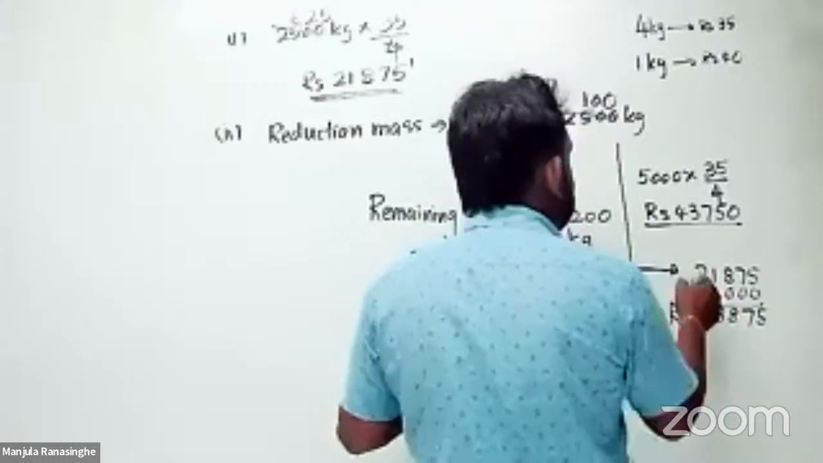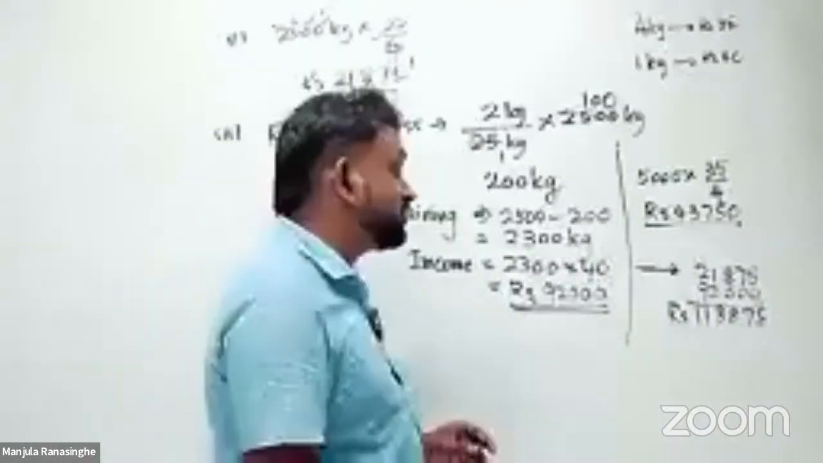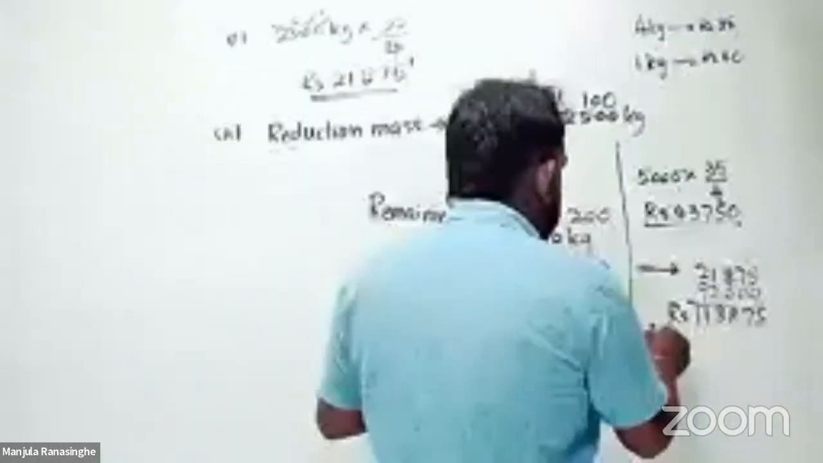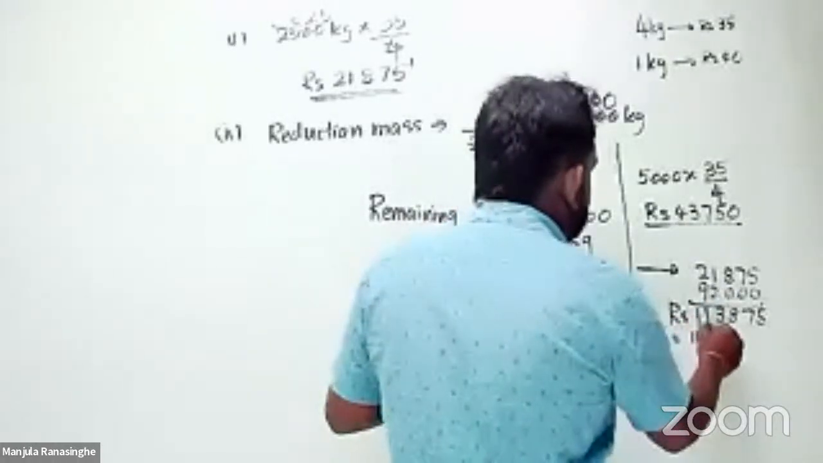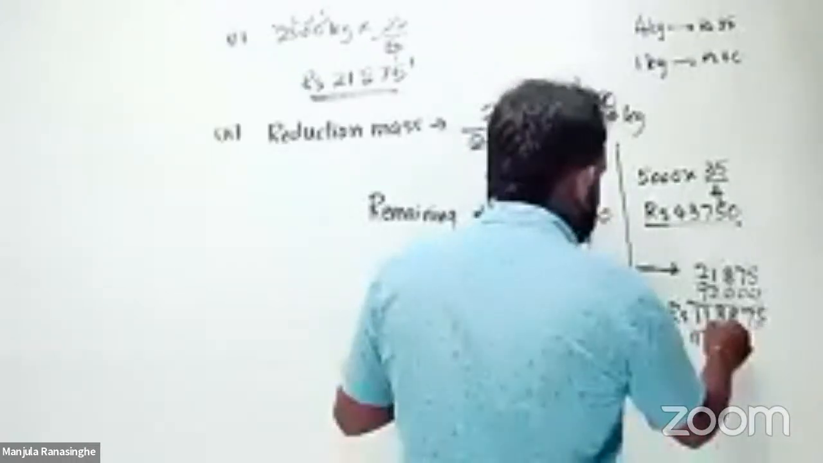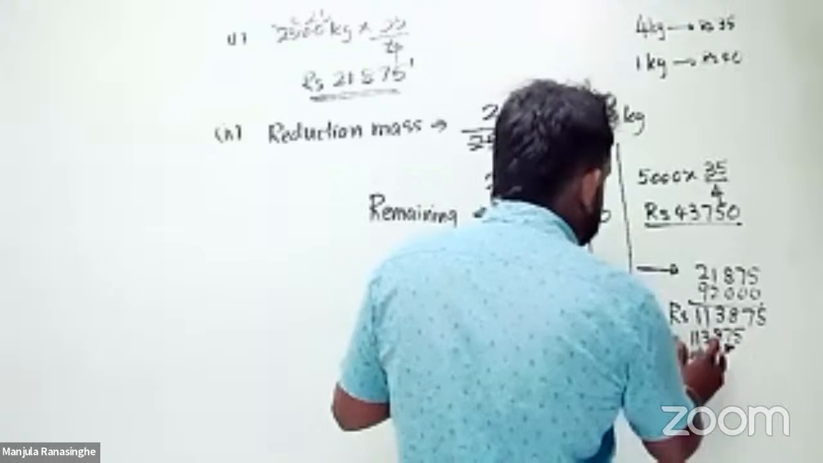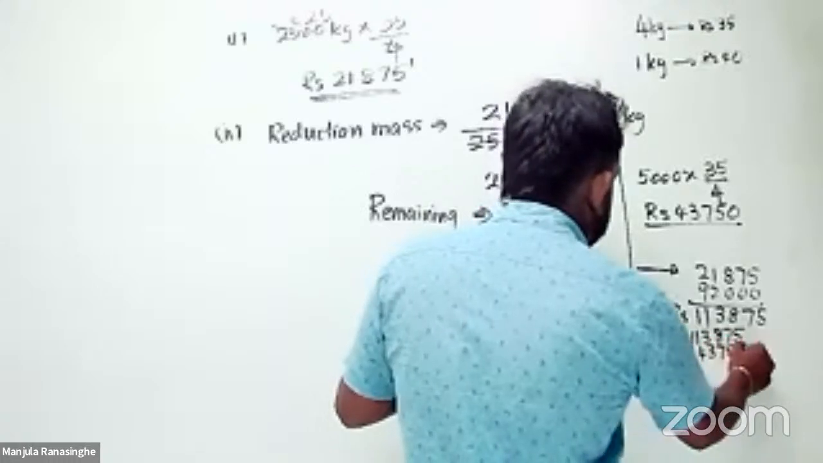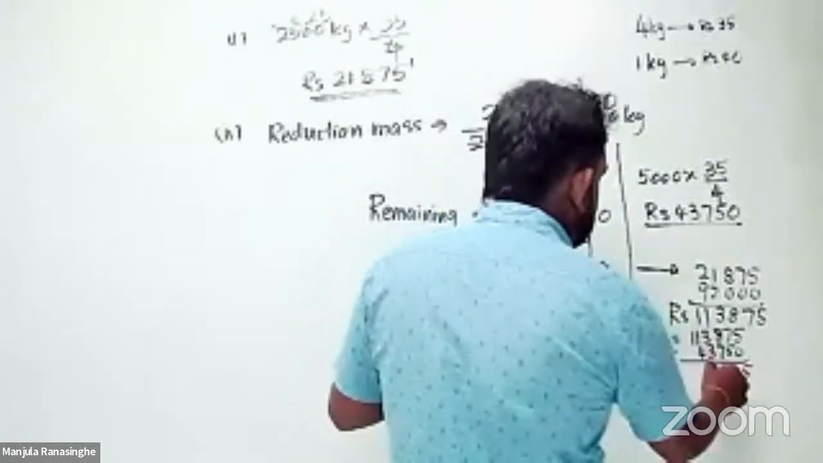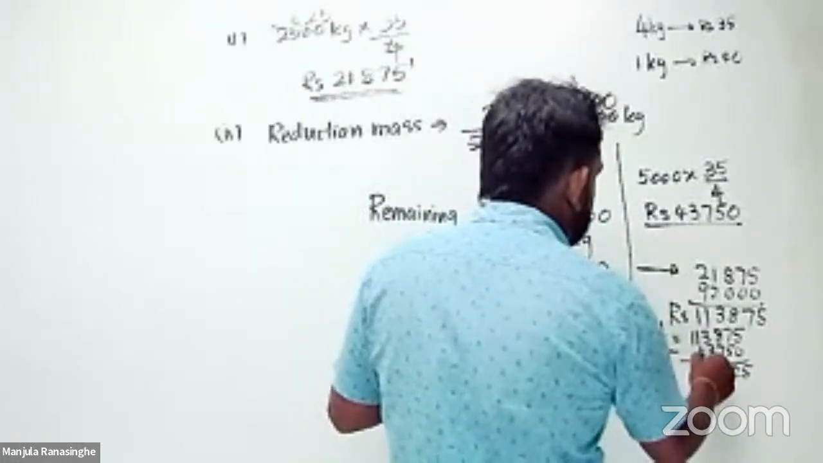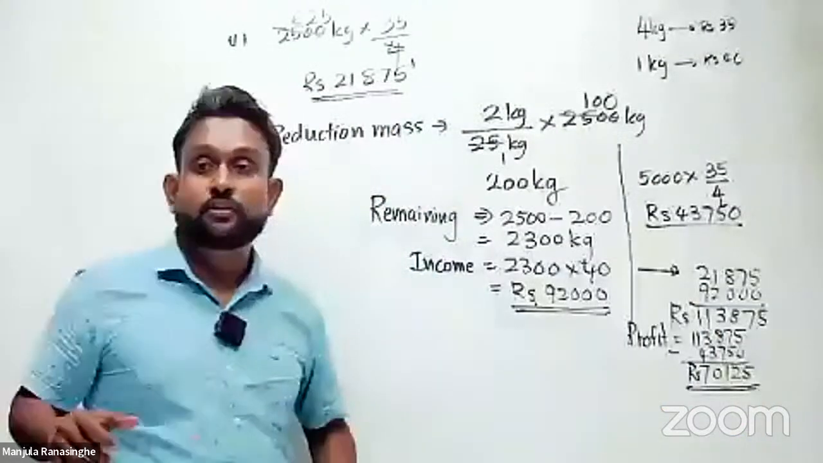Now if they sell at the beginning, this is the earning. Then the difference is the net profit. Profit equals 13,875 subtract the 43,750, which is rupees 70,125. Okay.